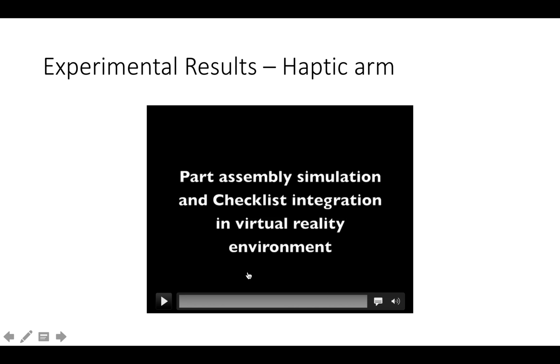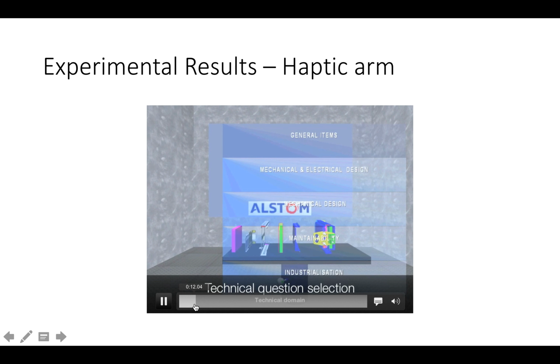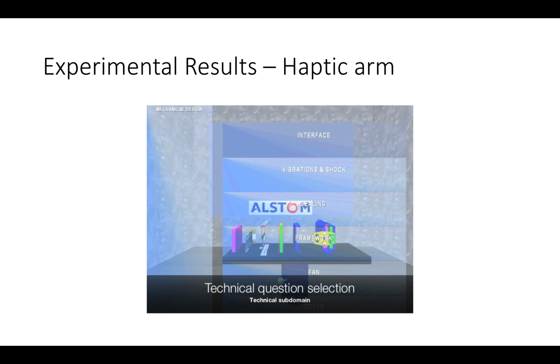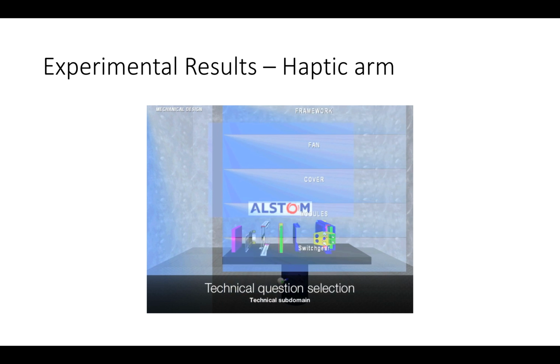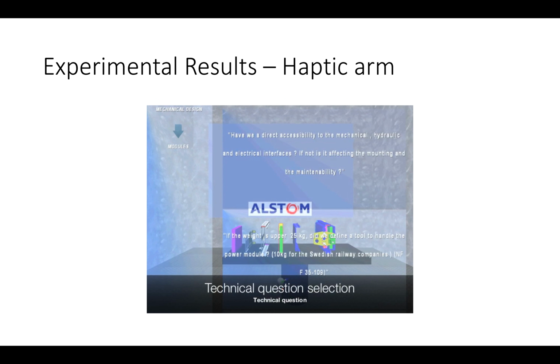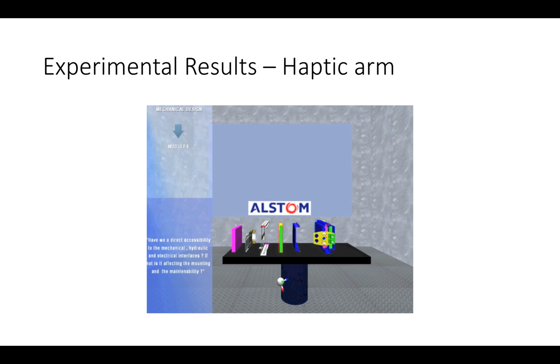So now let's look at the video for how that has been handled using the haptic arm. So at this point, the technical question selection has been done. Then the subdomain has been selected. So in this case, the mechanical domain and the subdomain has been selected, which is under the mechanical domain, which is modules. And the question is presented to the user.